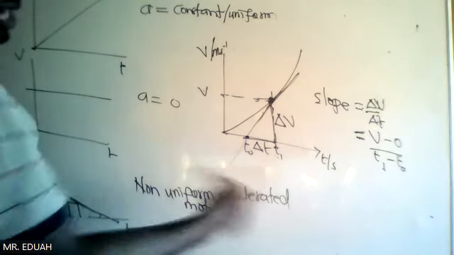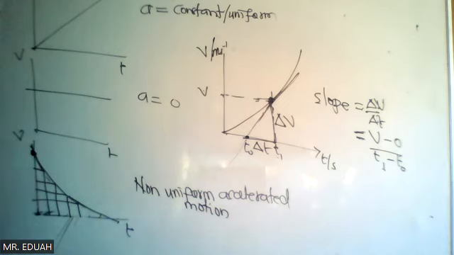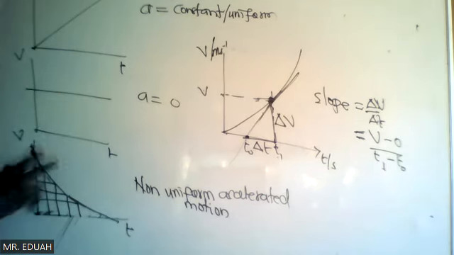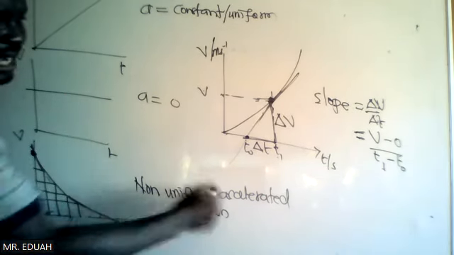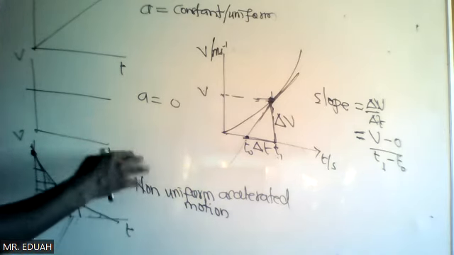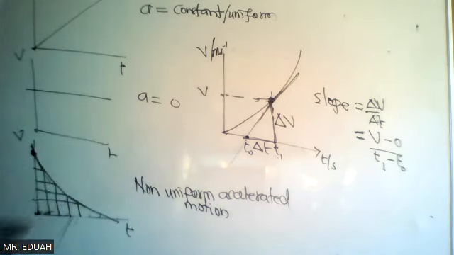So a non-uniform accelerated motion goes with an increasing velocity, not in equal intervals. This is a decreasing velocity, not in equal intervals as well.